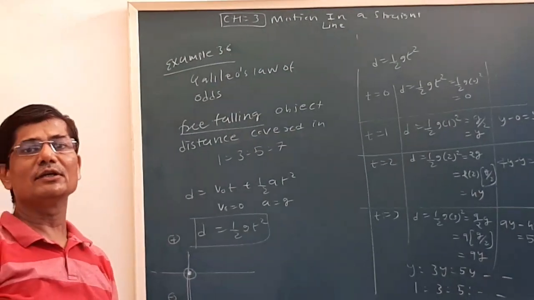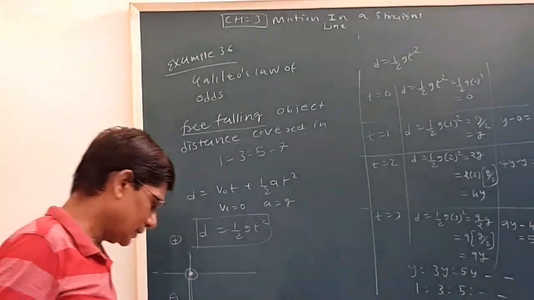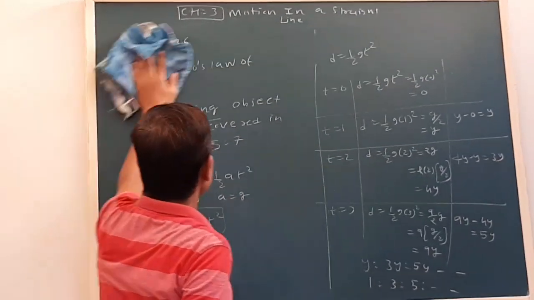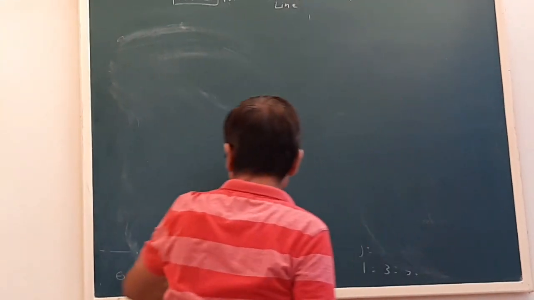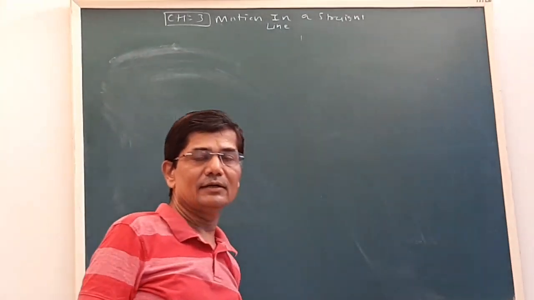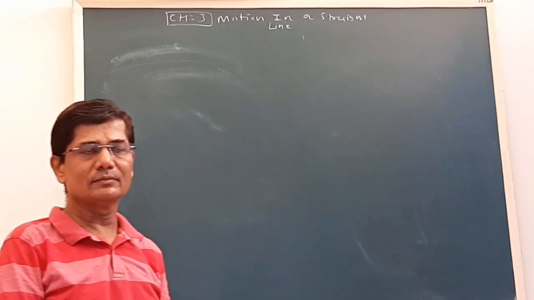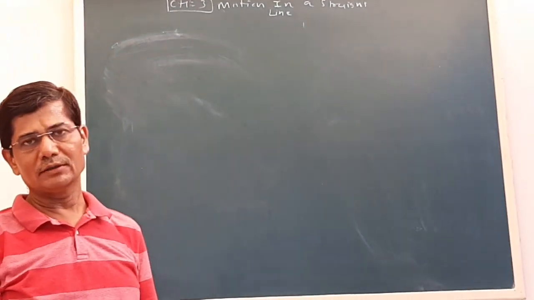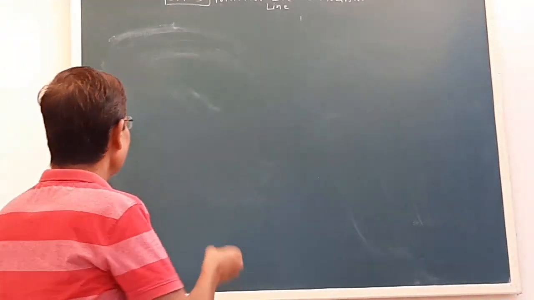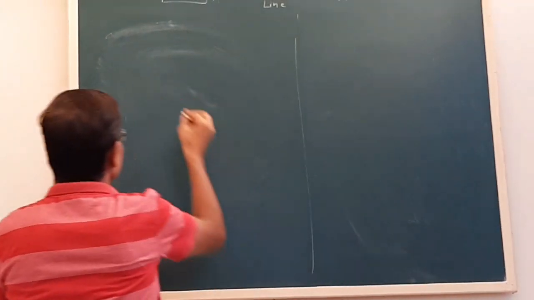Now see, next we have to see about stopping distance. Now see, what is stopping distance? Suppose a vehicle is moving and we apply the brake. So the distance covered by the object after applying the brake until it comes to halt is called the stopping distance. So see, our next topic is stopping distance.